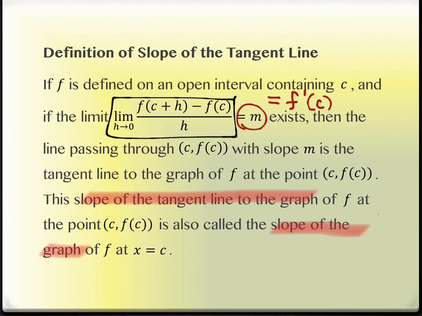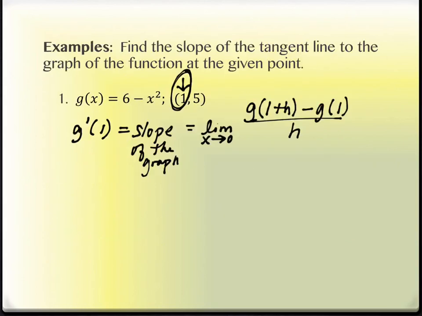And I'm simply getting that from this definition right here. c's are 1s, so I'm just rewriting this notation. My function's name is g, so I wrote g instead of f, and my c value is 1, so I wrote 1 instead of c. So all I've done is rewritten that same definition with the 1 in there and a g of x instead of an f of x.